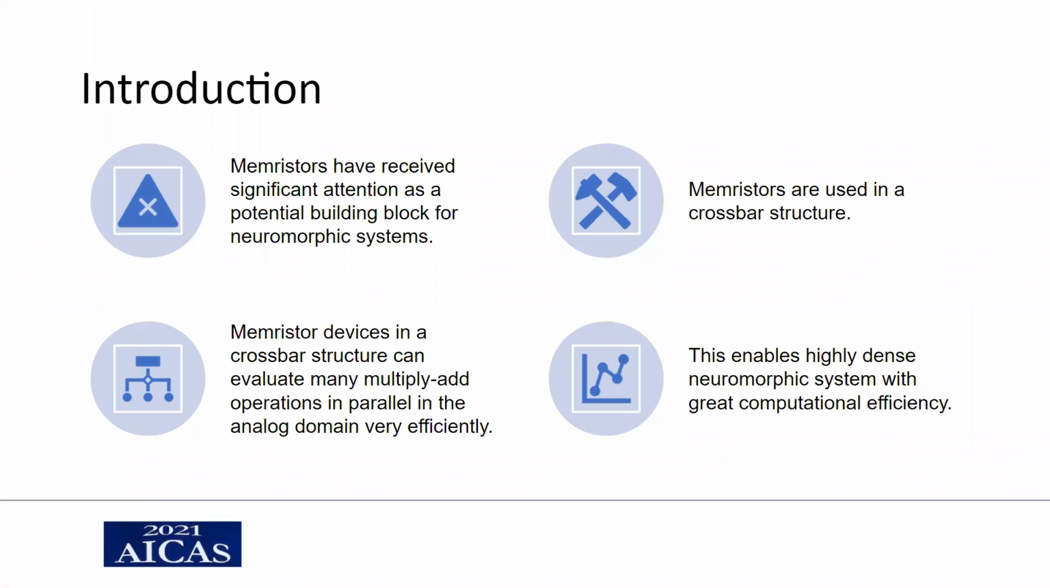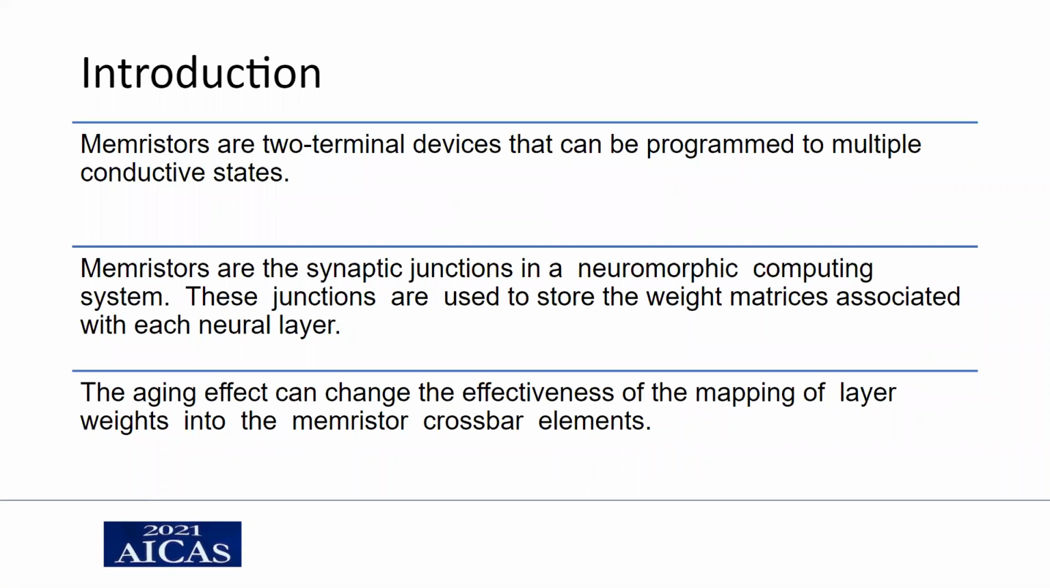We all know memristors are becoming more and more popular nowadays. They have received major attention in neuromorphic systems. Memristors can be used as memory or as a computational unit. In neuromorphic computing systems, memristors play a major role as crossbar arrays. Crossbar arrays are used for multiply-add operations, which we can simulate using memristor units. We can program them to multiple conducting states. Hence, we can relate the synaptic junctions in neuromorphic systems to the memristor unit.